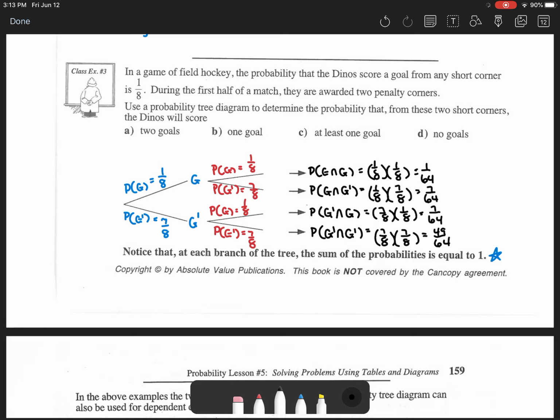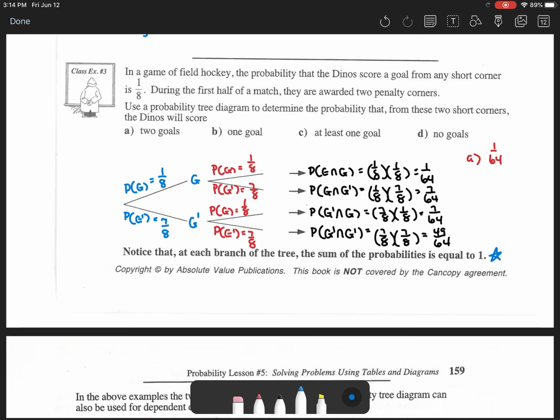So now I just go ahead and I answer the questions. Okay, so what's the probability of scoring 2 goals? Okay, so for part A, 2 goals. Well, if you think about that, that would be a goal and a goal. That's this first scenario here, isn't it? That's a goal and a goal. That's 2 goals. So your probability is simply just 1 out of 64. Okay, so there's the first one.